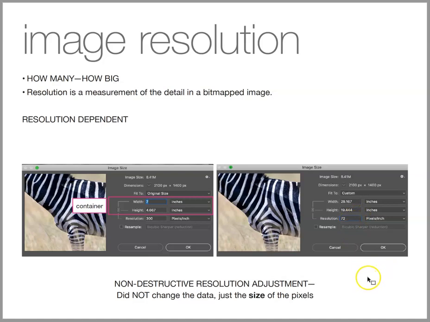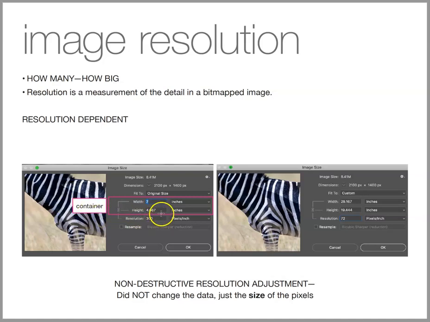So non-destructive means I'm not changing the information that's stored in each of those pixels. In other words, my image looks just as good or bad as both of these. They're identical. It's identical data. The size of the pixel and the size of the container is different.